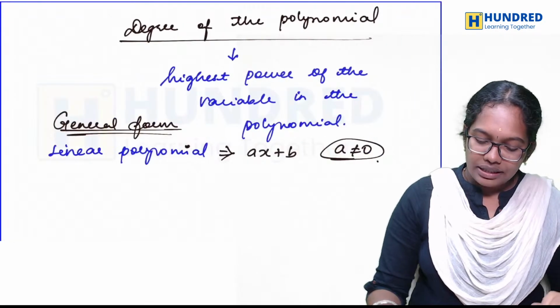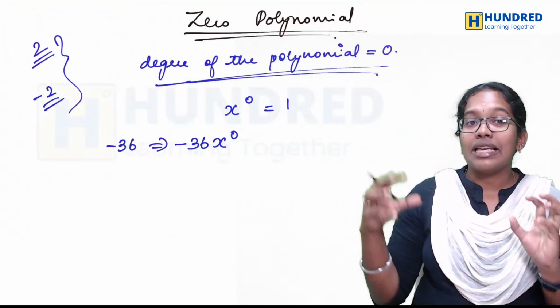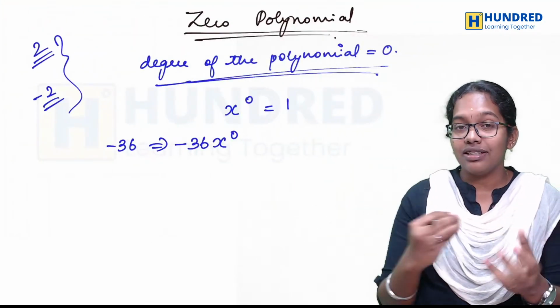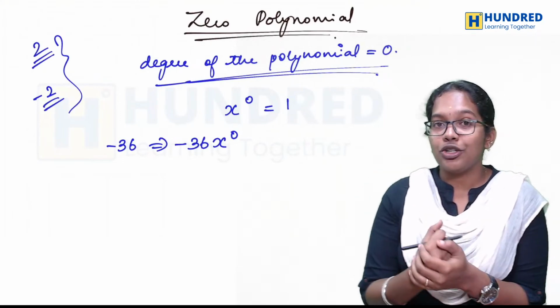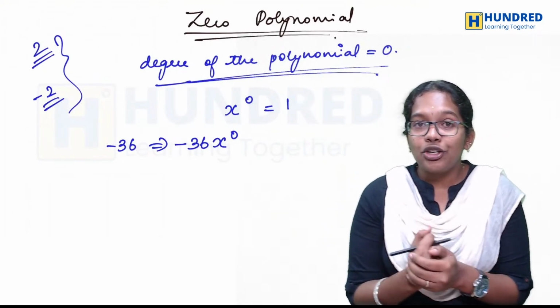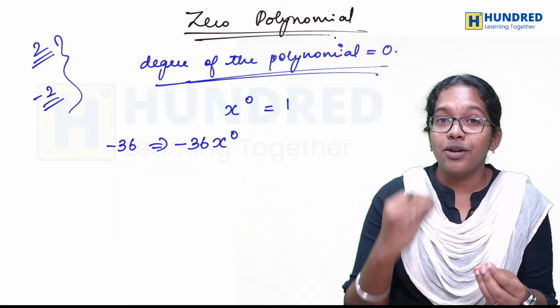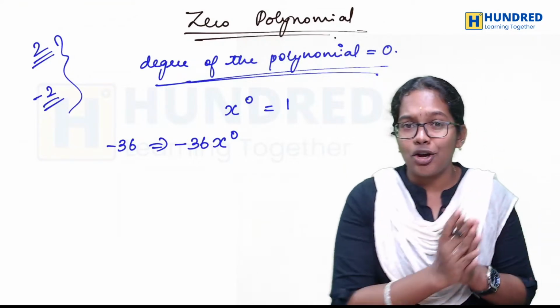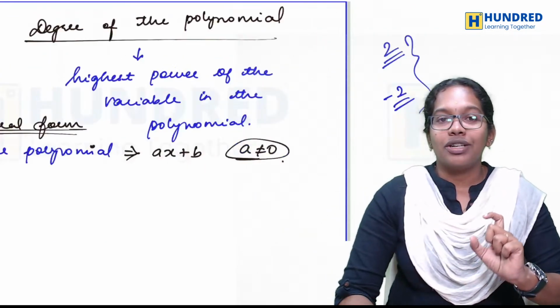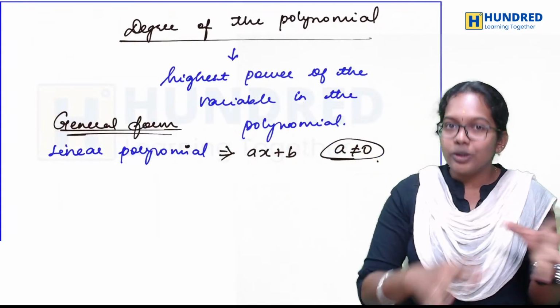Yes, so this is going to be minus 36. Okay, here, what do you need to know? So this is the zero polynomial. Okay, so zero polynomial, every real number comes under where? It comes under zero polynomials. Okay, so now let's go to the general form.